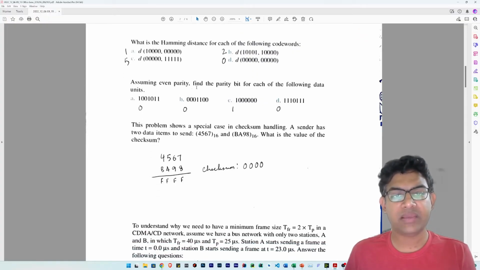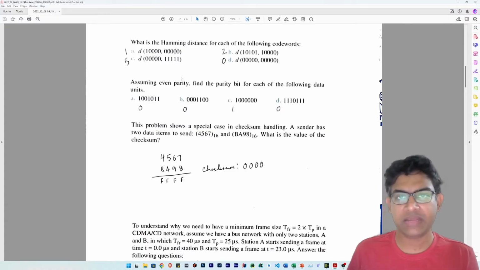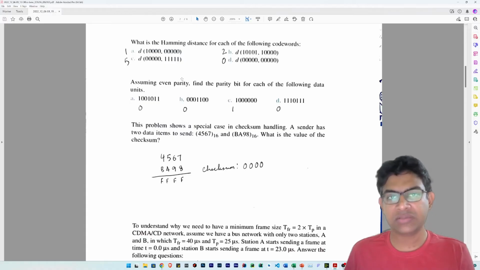Assuming even parity, find the parity bit for each of the following data units. For even parity, even after adding the parity bit, the number of ones in the code word should be even. So here in the data word, we have 4 ones. So we should not add any more 1, because if you add another 1, it will become 5 ones in the code word, which is not even. So I've just added a 0 here.